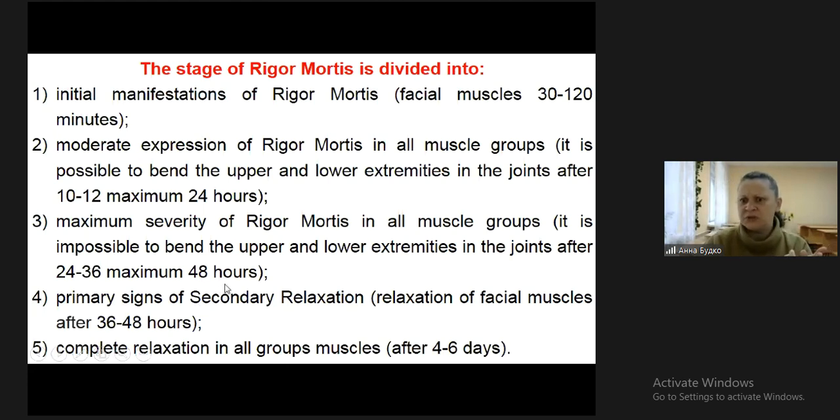Why not more than 48? Because after 48 hours, the primary signs of secondary relaxation or secondary flaccidity start. The secondary relaxation starts in the muscles of the face, next neck, shoulders, hands, body, and legs. And the complete relaxation in all muscle groups you can see after 4 to 6 days.